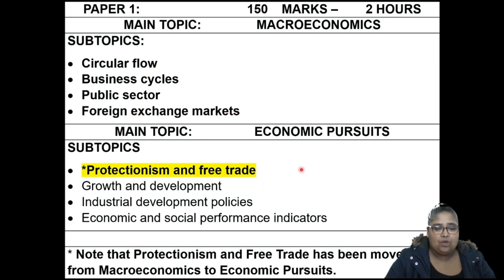Now, if you have a look at economic pursuits, which is what we will be covering when we go back to schools for the third term, protectionism and free trade has been highlighted. Please take note and also make a note on your booklet that this topic might have been taught in term one with macroeconomics, but it's now been moved to term three to economic pursuits. But it will still be included in paper one. So, for economic pursuits, we will be doing protectionism and free trade, growth and development, industrial development policies, as well as economic and social performance indicators.